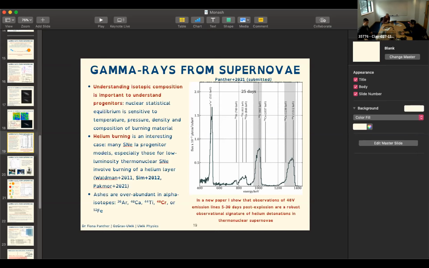Great talk. Thanks, Fiona. I was curious. It sounds very exciting, this prospect of detecting these line features from supernovae. Is that capability part of the design goals for these future missions you mentioned, or is there some prospect of improving the chances or anything like that?